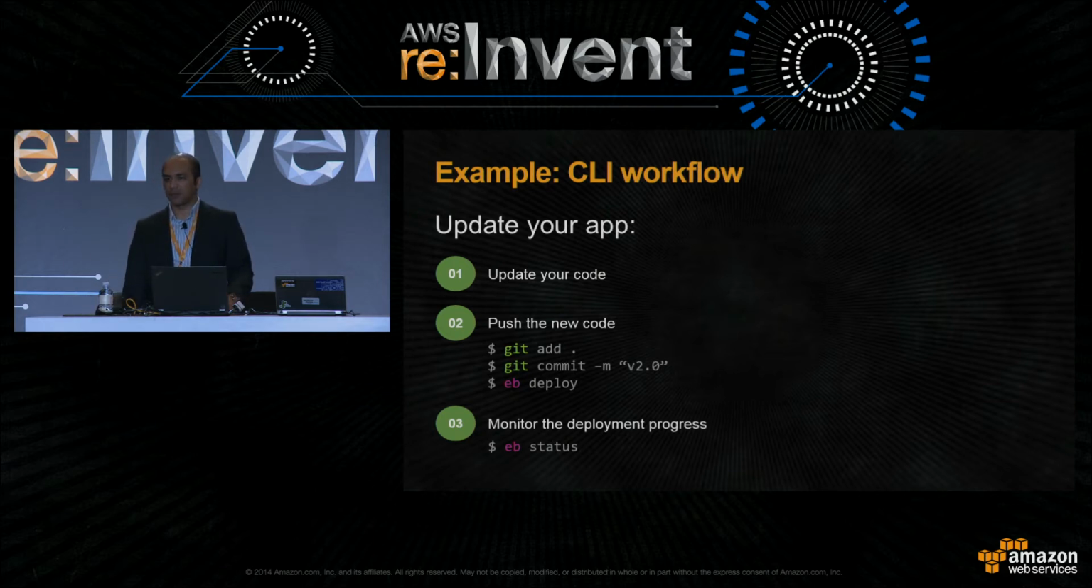Now, as developers, we're continually developing code. We're continually changing code. So what's the workflow to update your application? You basically update your code. You do a git add if you've added new files. You do a git commit. And then you do an EB deploy. What EB deploy does is basically create a source archive from your Git repo and then push it up to the Beanstalk service and then deploy it onto your instances. And then you can monitor the deployment progress using EB status.